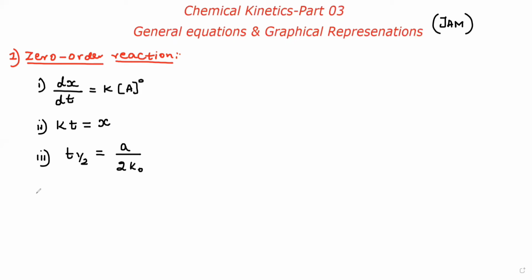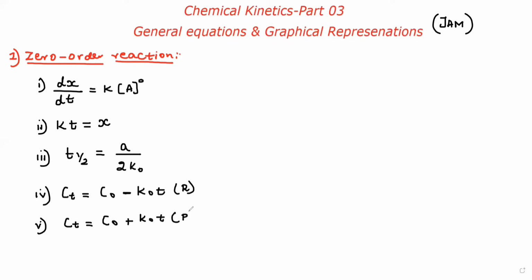Okay. Now, I'm going to give the equation for concentration with respect to time for the reactant first. Ct is equal to C naught minus k naught t. Okay, this equation is only for the reactant because of the minus, right? During the time, the concentration of the reactant decreases. This is for the reactant. What about the product? Please note, final one, Ct equal to C naught plus k naught t, because during the time, the concentration of the product increases, right? This is for the product, okay? These are 5 important equations for the zero order reaction.